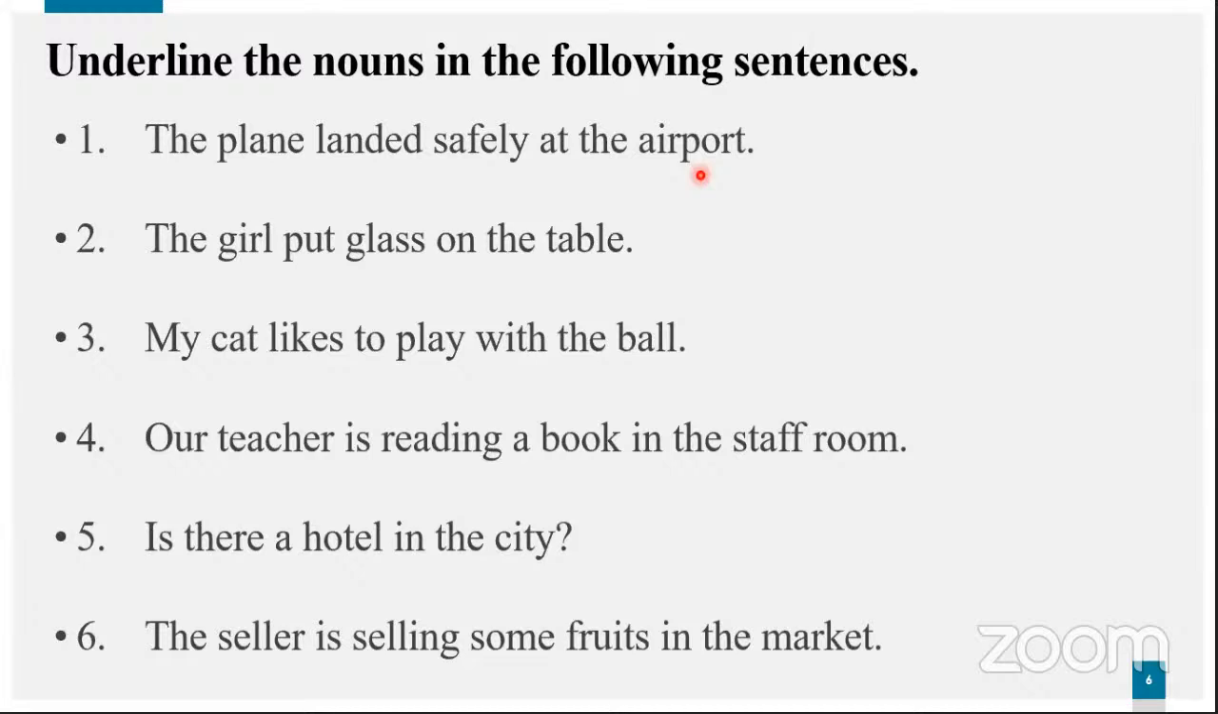Look at the sentences carefully, right? Sometimes there may be more than one noun in a sentence. Read the sentence carefully. Check whether there are persons, places, animals, or things. So it will be easy for you to get the answers then.